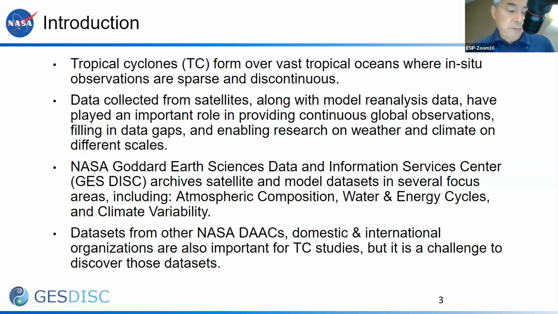So NASA GES DISC archives and distributes the satellite and the model data in several focus areas, including atmospheric composition, water and energy cycles, and climate variability. Data sets from other NASA DAACs are also important for tropical cyclone studies, but it is a challenge to discover and integrate these data sets.